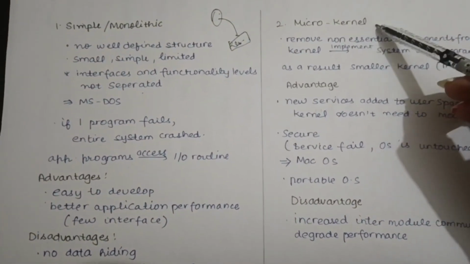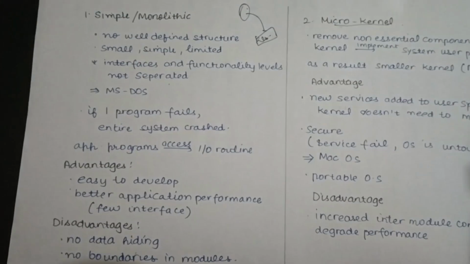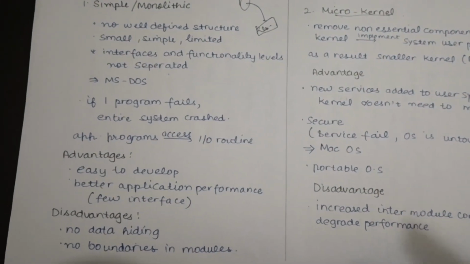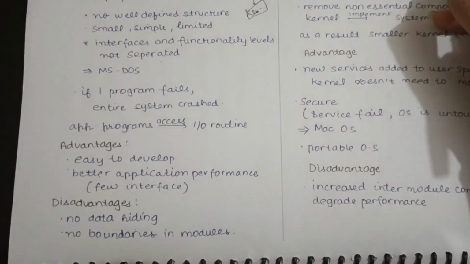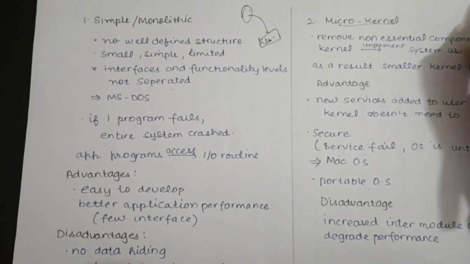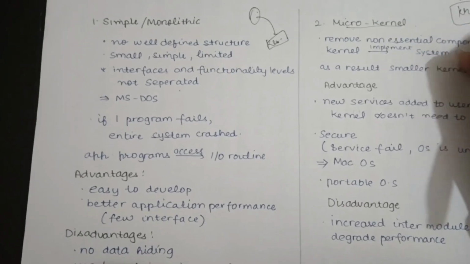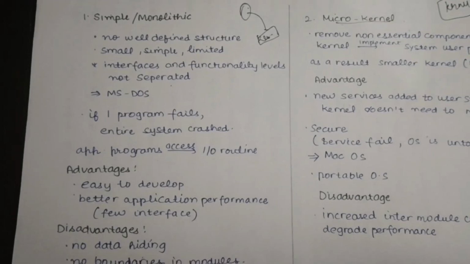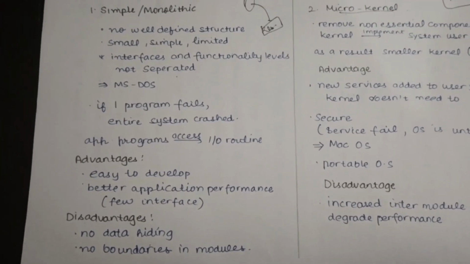Now the second one is the microkernel. Micro means small, so the kernel is small. All the unnecessary applications are removed from the kernel and added to the user space. So here the user space is large and the kernel area, which has access to the hardware, is small. As a result, we have a smaller kernel.